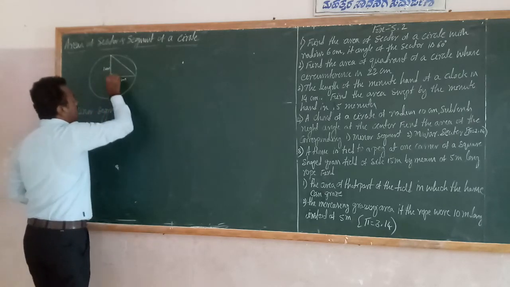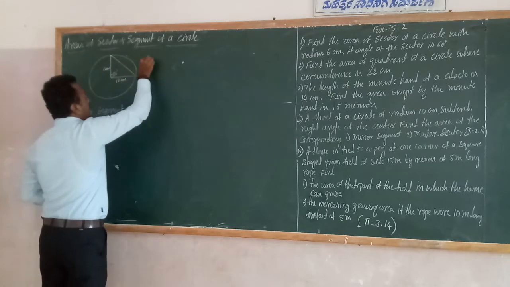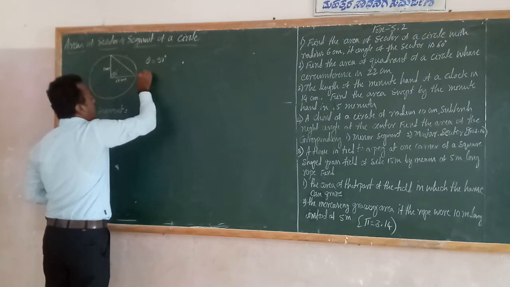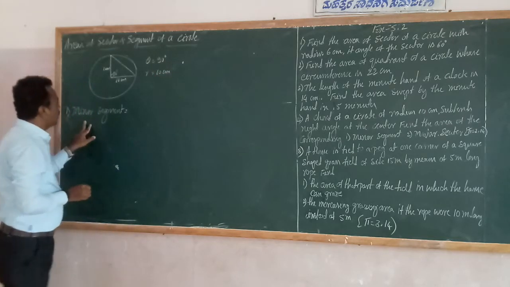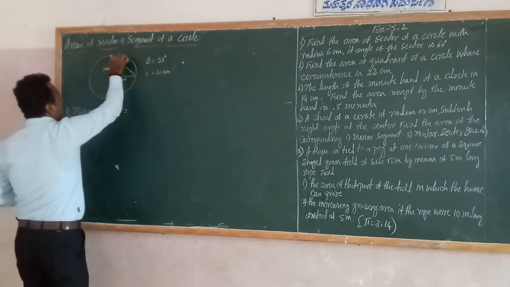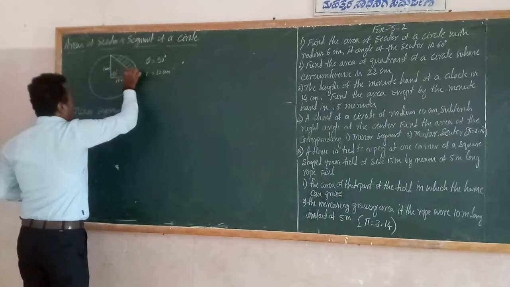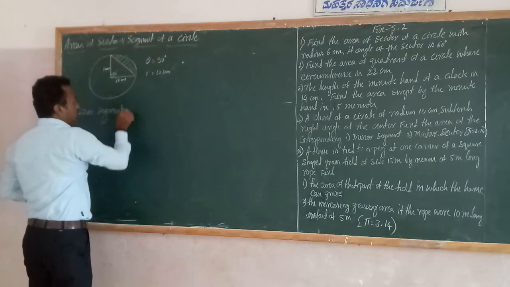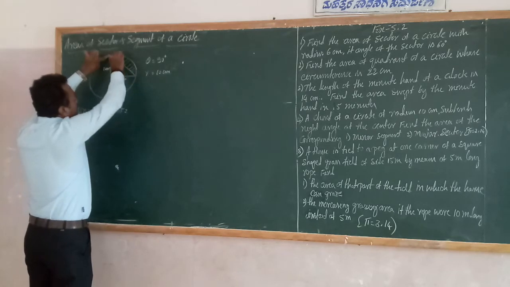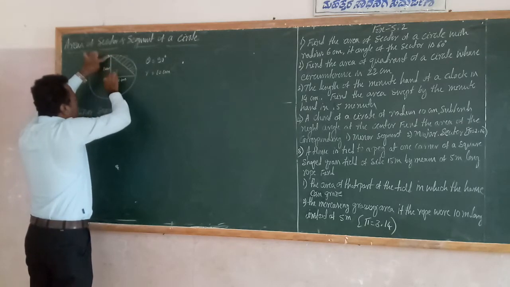Okay. First, what is the theta? Theta is equal to 90 degree, and r is equal to how much? 10 centimeter. Now we have to calculate the area of the segment. Segment means this is the area. Okay, this area we want to calculate. Yes or no? Yes.